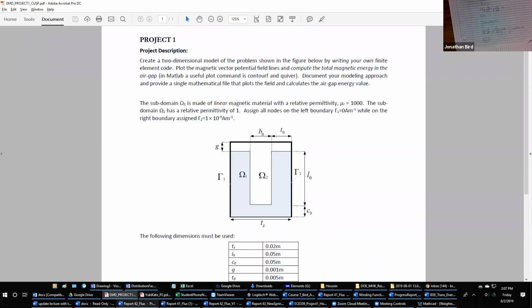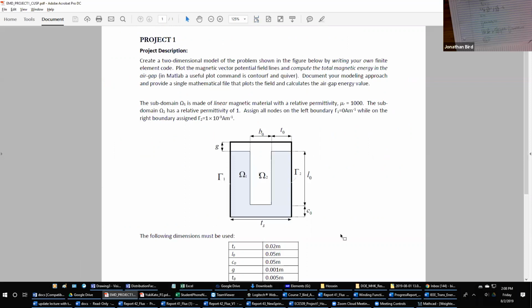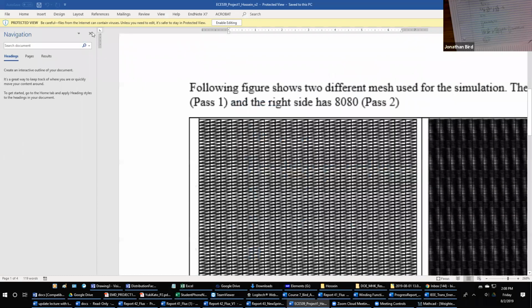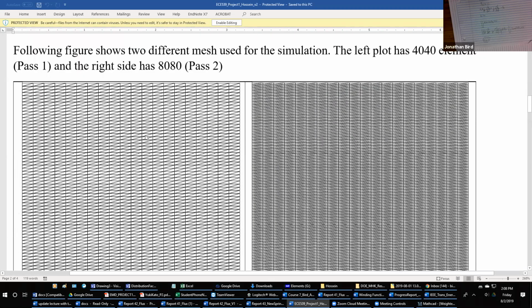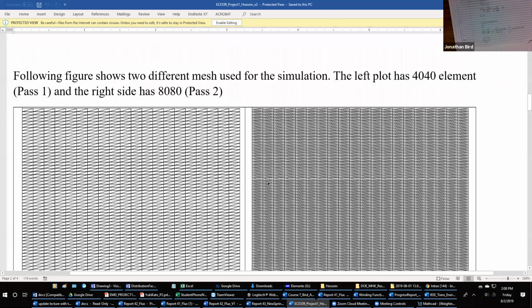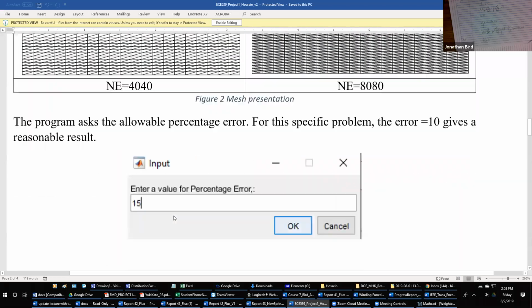An example of a student's work is somewhere around here. So this is an example of one. In this, the triangles are made up in a grid pattern as shown here. They did two different numbers of elements. So you break down the problem into thousands of elements, and then you solve the solution using matrix theory.